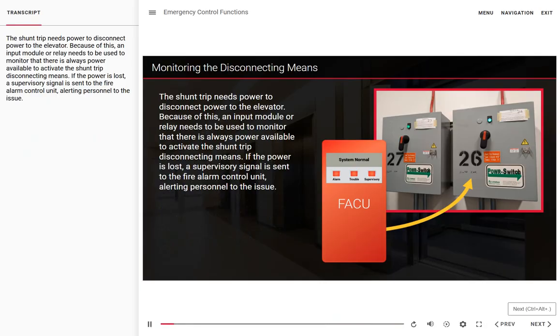The shunt trip needs power to disconnect power to the elevator. Because of this, an input module or relay needs to be used to monitor that there is always power available to activate the shunt trip disconnecting means. If the power is lost, a supervisory signal is sent to the fire alarm control unit, alerting personnel to the issue.